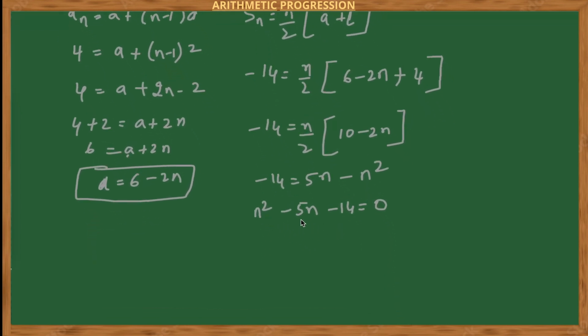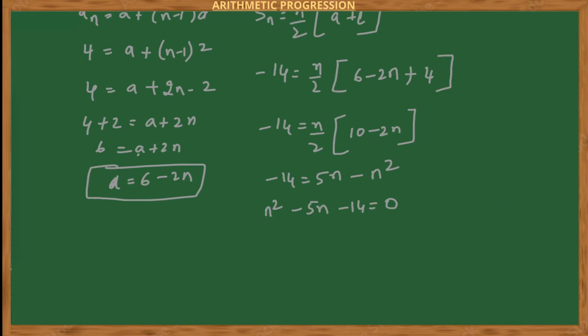When you multiply, it should be minus 14n square, one second, and it should be minus 5n. What are the factors which we need to find? So the factors would be 7 and 2. Yeah, 7 times 2 is 14. So 7 and 2 are the factors.